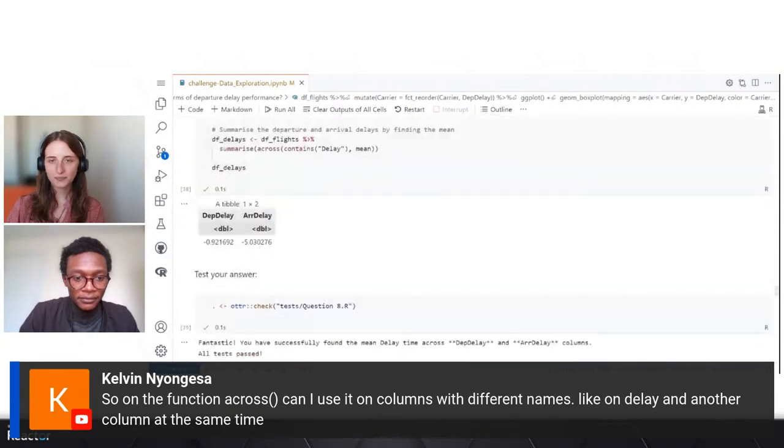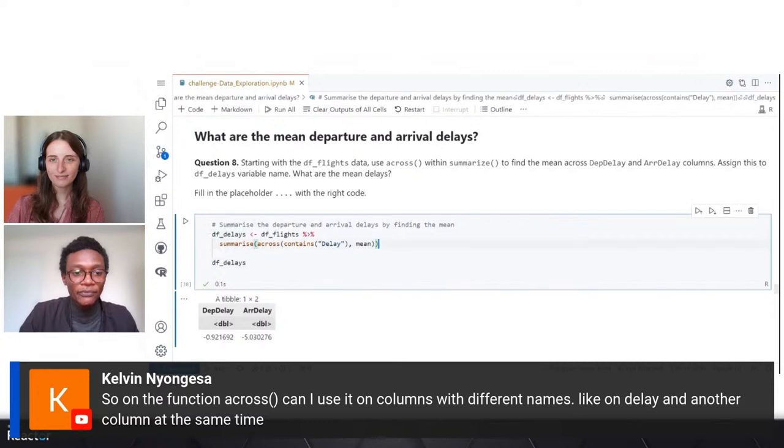Eric, do you want to pick it? Yes. For the function across, can we use it for columns with different names? Yes, that is really possible. We can apply a given function to any column that satisfies some given conditions. So if for instance we wanted to do the mean of a column that contains another string, we can easily do that.